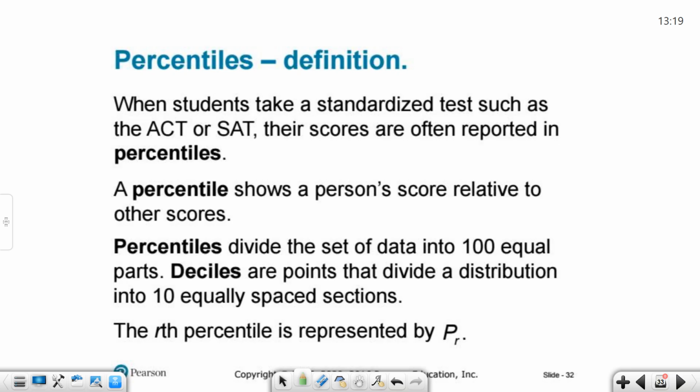A percentile shows a person's score relative to other scores. They also talk about deciles, but I've never used deciles, and I do a lot of math, right? The main way that I've heard percentiles is when you're talking about rank in a class. Like if I went to a big school, we'll take South Panola, for example. If you went in a big school and you were in the upper 10th, you'd be ranked in the top 10. That's the type of thing you're looking at in percentiles.